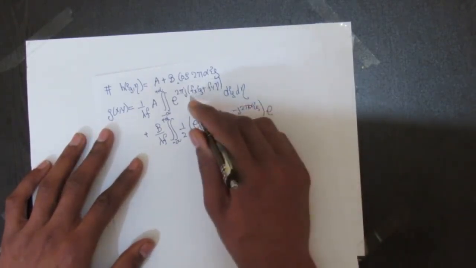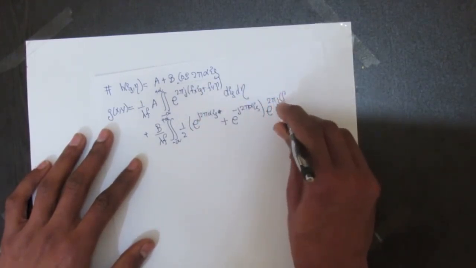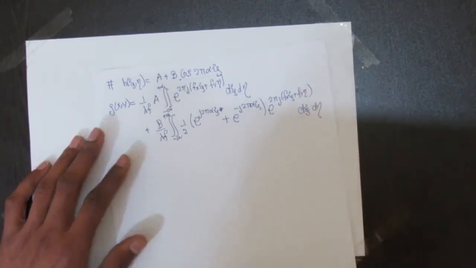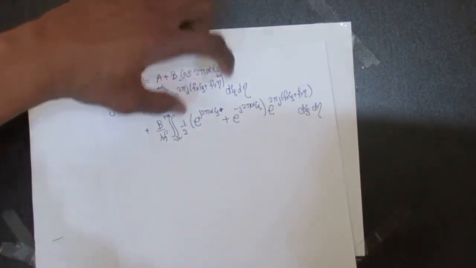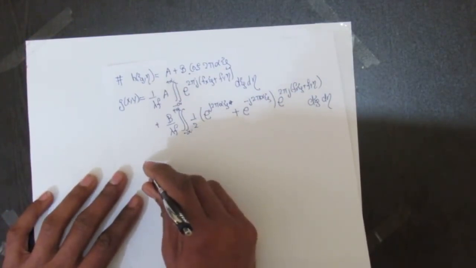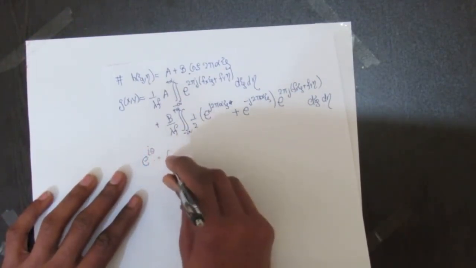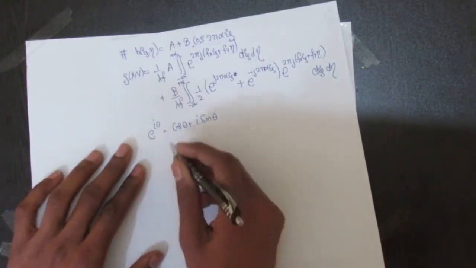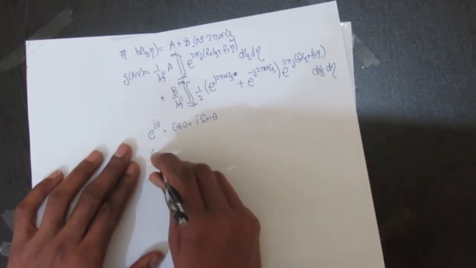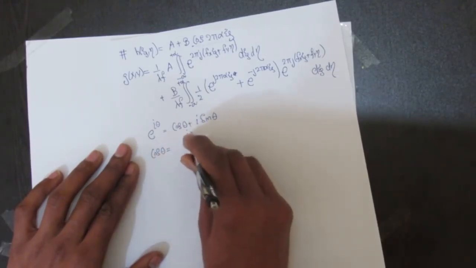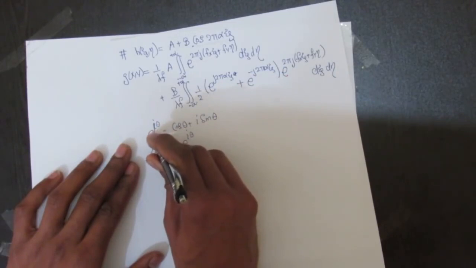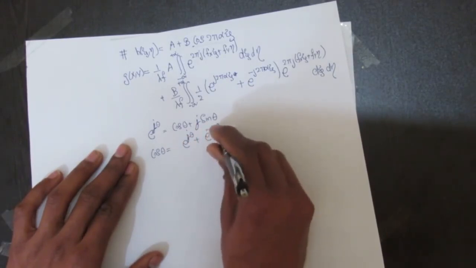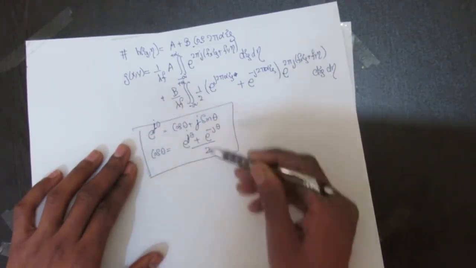And again you have the factor e raised to power 2 pi j (fx zeta plus fy eta) d zeta d eta. So what I have done is I have simply written this cos of 2 pi alpha x in terms of exponentials. I hope all of you know that e raised to power j theta is cos theta plus j times sine theta, which is the very standard Euler's theorem. And cos theta you can write as e raised to power j theta plus e raised to power minus j theta, divided by 2. This is exactly what I have done.